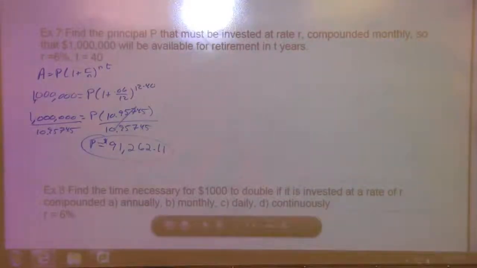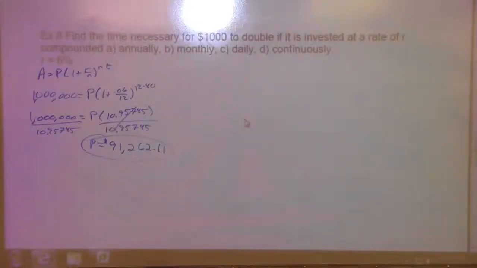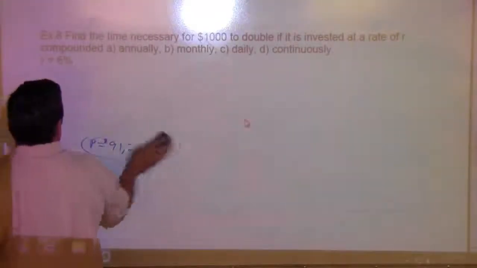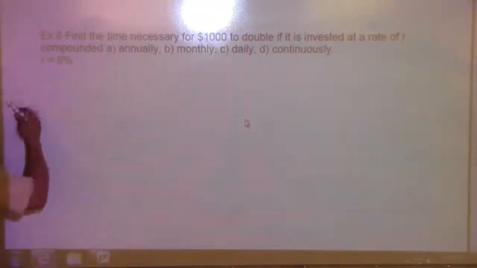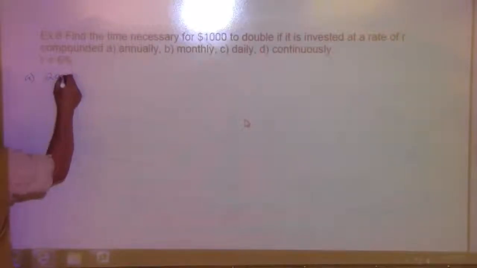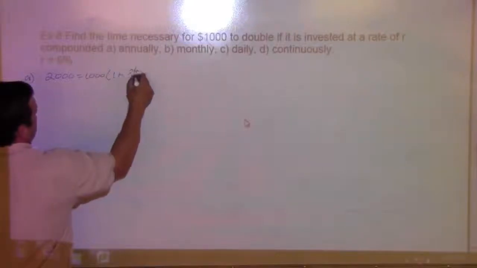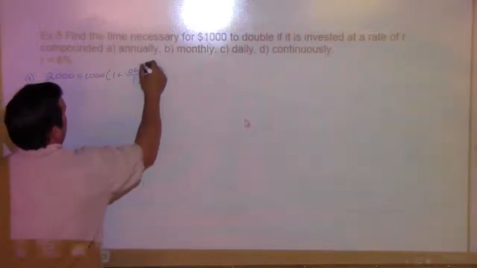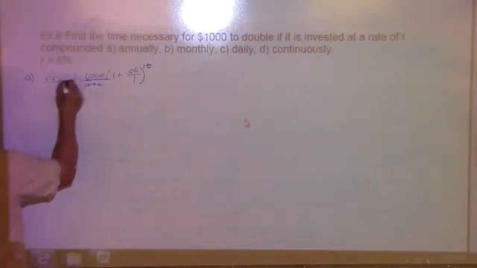Okay, move on to example 8. Find the time necessary for $1,000 to double if it's invested at a rate of R, compounded annually, monthly, daily, and continuously. So our first case, $2,000 equals the $1,000 times 1 plus 0.06 over 1, annually is 1 times a year, to the power 1 times t. So we'll divide both sides by 1,000.